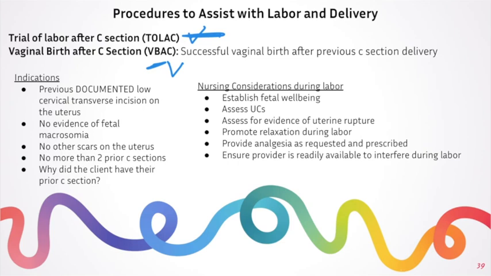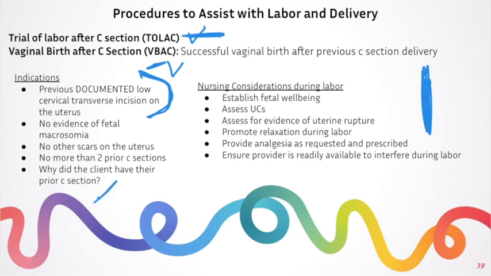So what needs to be in place before somebody can have a trial of labor after a C-section? Previous documented low cervical incision on the uterus, right? We just talked about that. Somebody who has that vertical incision may never labor on that scar. No way. And you're going to find that in the prenatal record, okay? No evidence of fetal macrosomia, no other scars on the uterus, no more than 2 prior C-sections, because the more times you cut that muscle, the weaker it is.